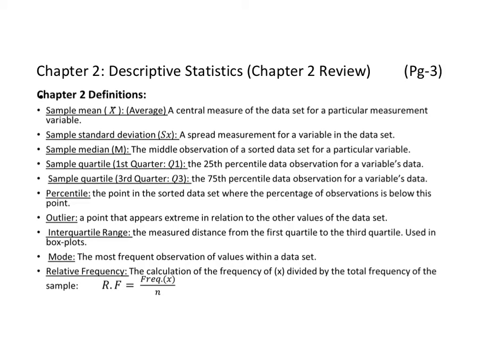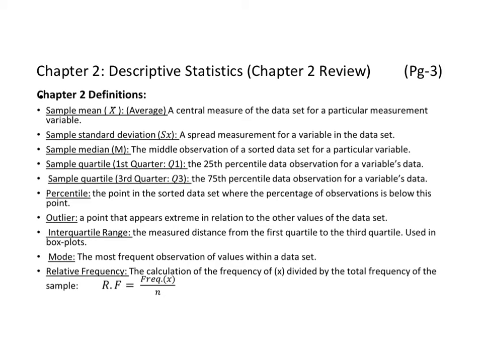The sample standard deviation, Sx, is a spread measurement for a variable in that data set. Essentially, the sample standard deviation is really called the average spread, or the average spread difference between the values that we get and the mean value. The sample median is represented by m, typically on your calculator, and it's the middle observation of a sorted data set for a particular value.